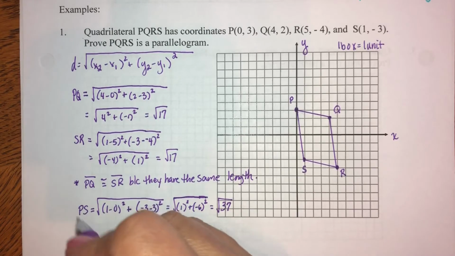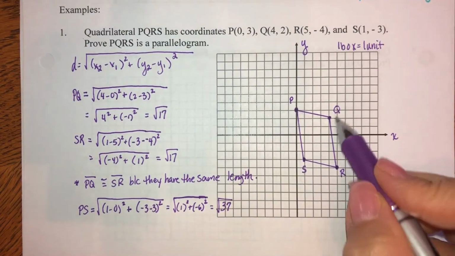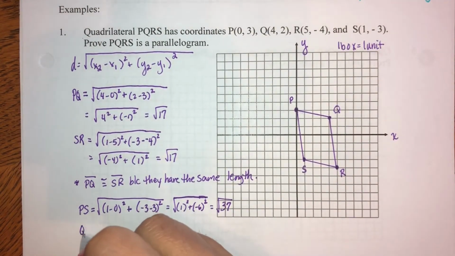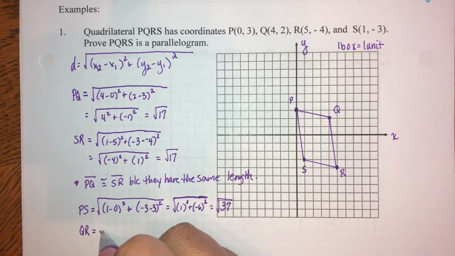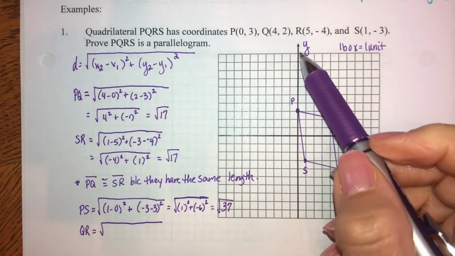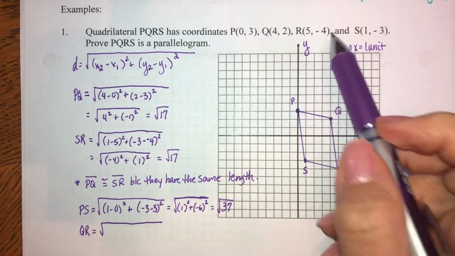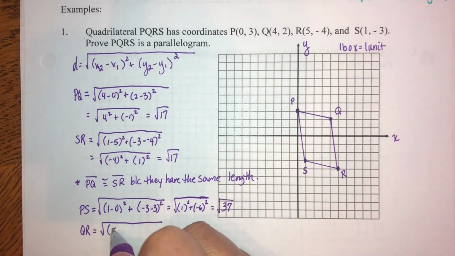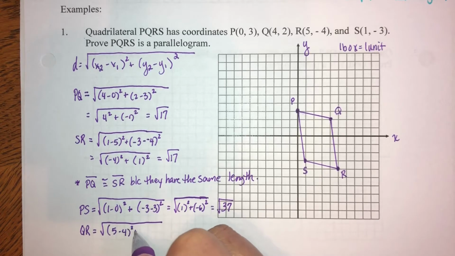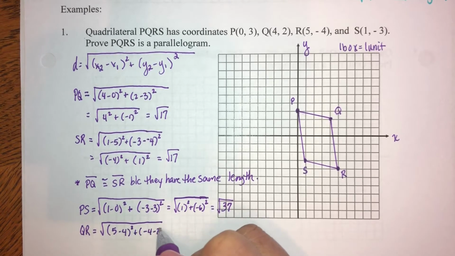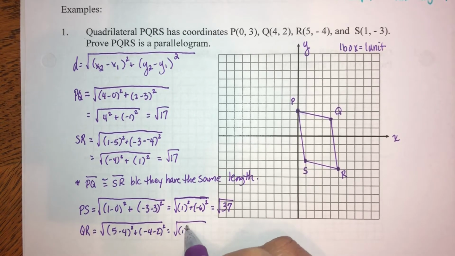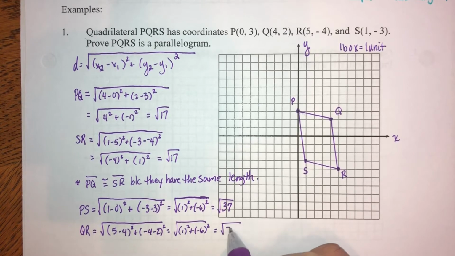And now I'm going to do the same thing with the side opposite from PS. So opposite from PS, we have QR. I'm going to figure out how long QR is now. So plugging in Q and R, I'm going to have something like 5 minus 4 squared plus -4 minus 2 squared. That means I have 1 squared, and again I have -6 squared. That means again I should end up here with the square root of 37. Wonderful. Now they match.